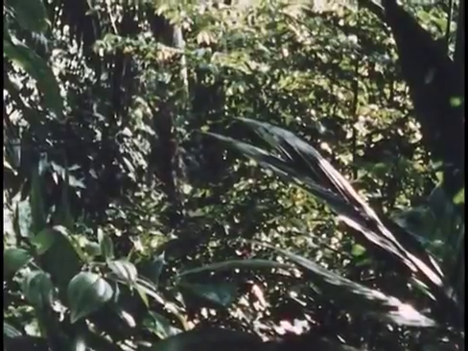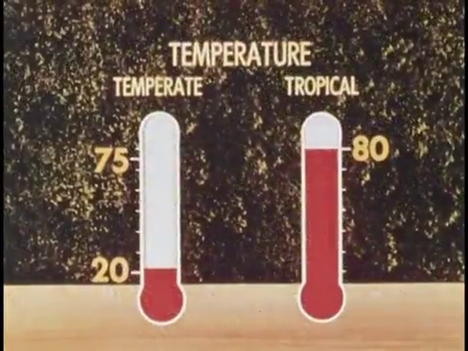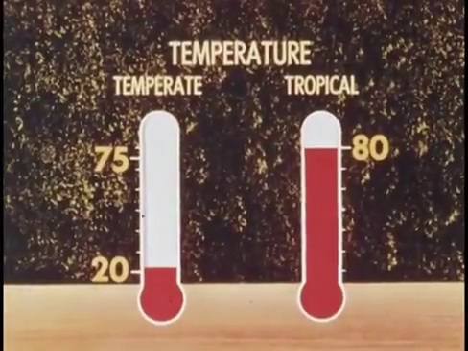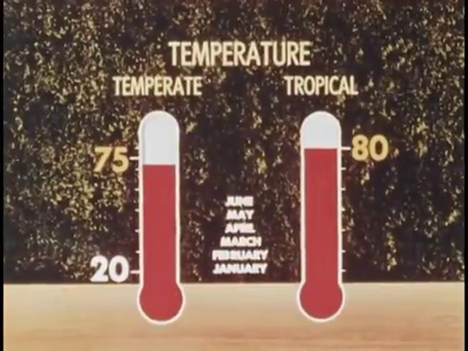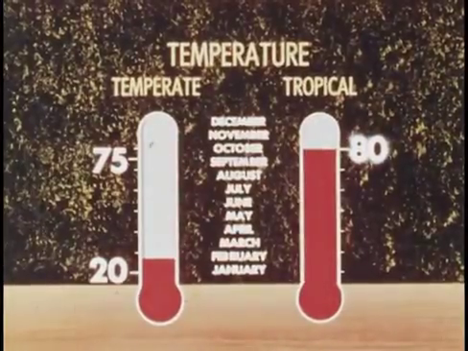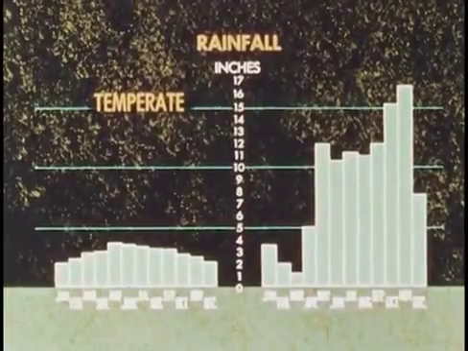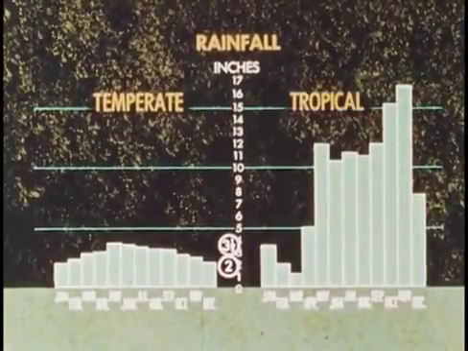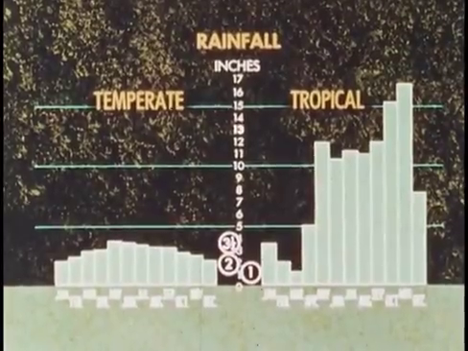Let us compare the temperature and rainfall of a tropical rainforest with that of a temperate forest. Throughout the year, the monthly temperature of a typical temperate forest ranges from about 20 degrees to 75 degrees Fahrenheit, while the tropical rainforest shows a remarkably constant temperature of about 80 degrees. Rainfall in the temperate forest averages between 2 to 3.5 inches per month, while in the tropical rainforest, the monthly average ranges from 1 to about 17 inches.